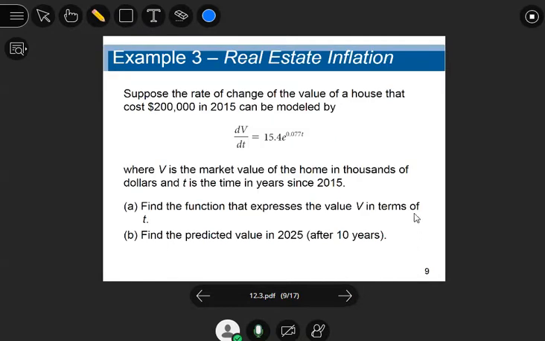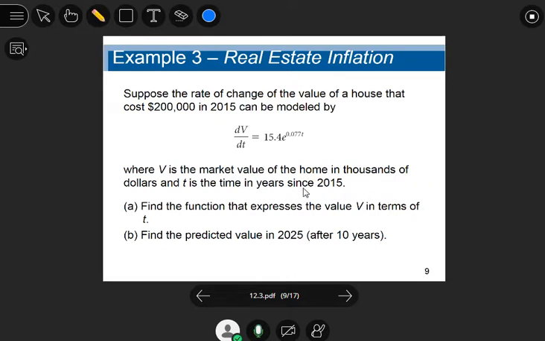This is an application problem. Sometimes in the exams you are given some day-to-day life activity or some application in business or economy, and you need to solve that problem by using the knowledge of derivatives. So here is the problem.